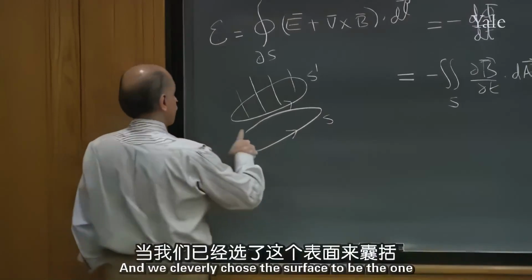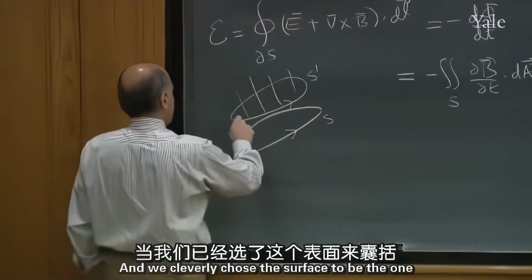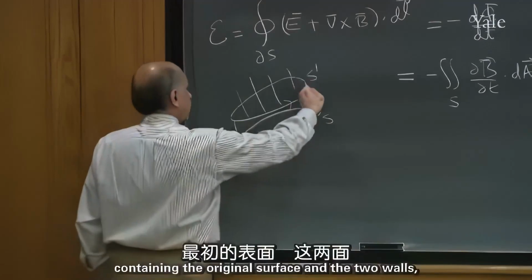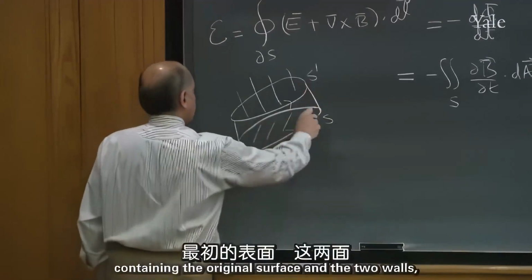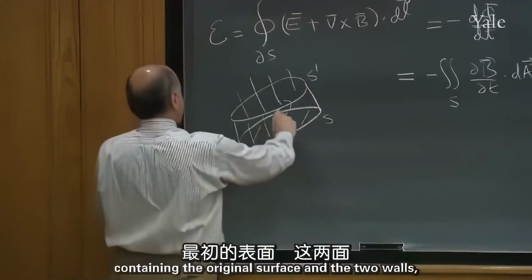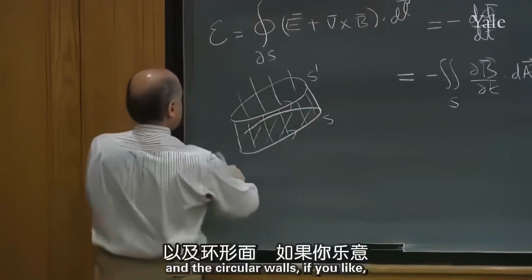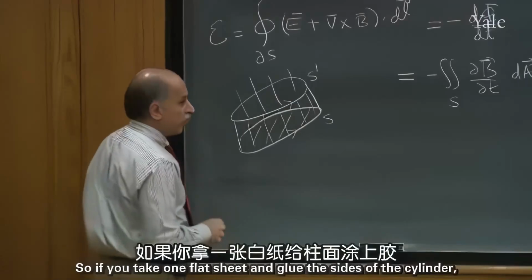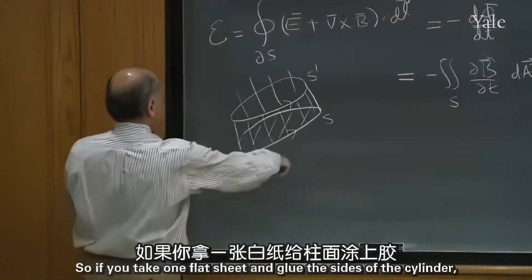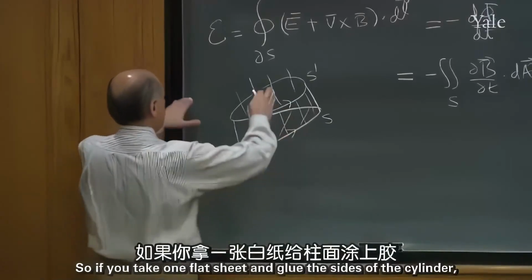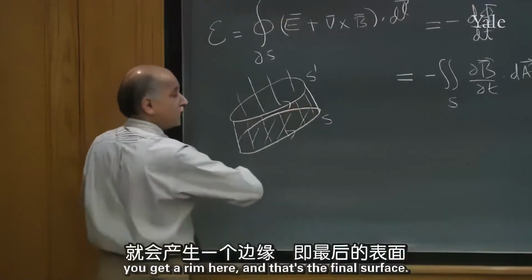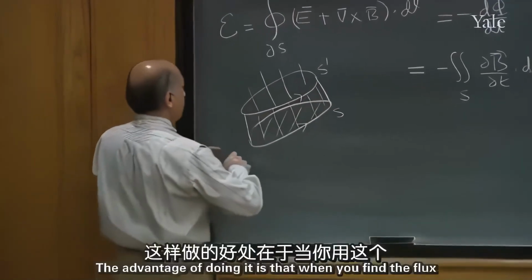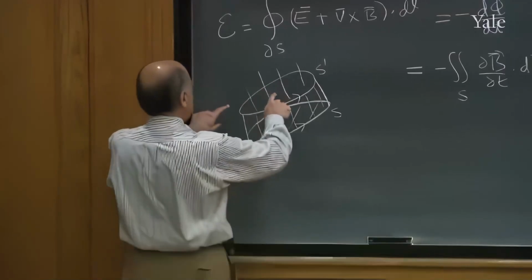And we cleverly chose the surface to be the one containing the original surface and the circular walls, if you like, that add onto it and produce a new surface. So if you take one flat sheet and glue the sides of the cylinder, you get a rim here, and that's the final surface.